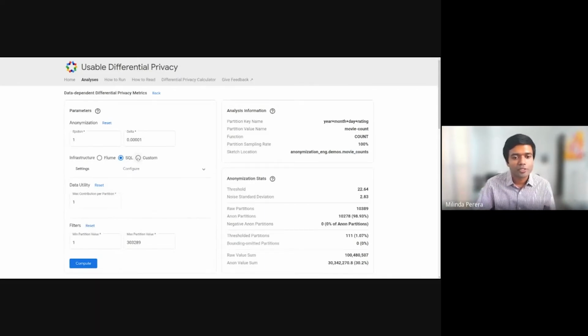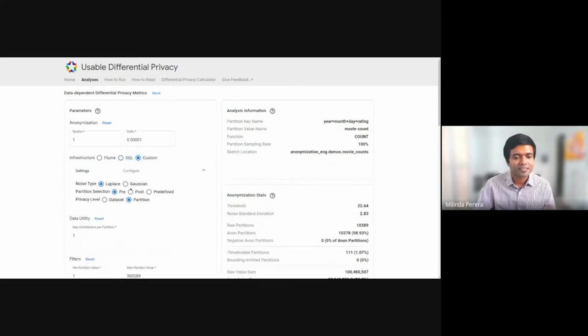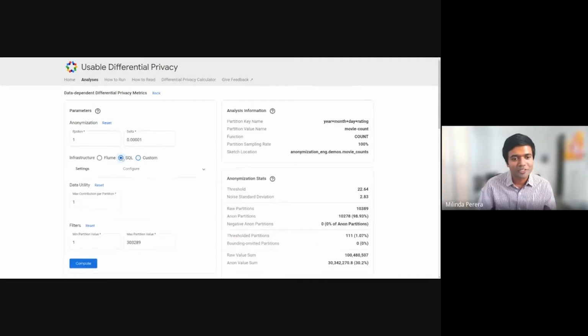And you can also select custom and then set specific specialized parameters like noise distribution type, Laplace or Gaussian distribution, etc. So for this demo, I will stick to SQL. So it's compatible with the example Miguel showed earlier.